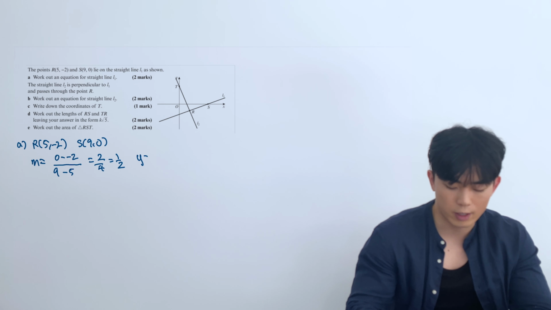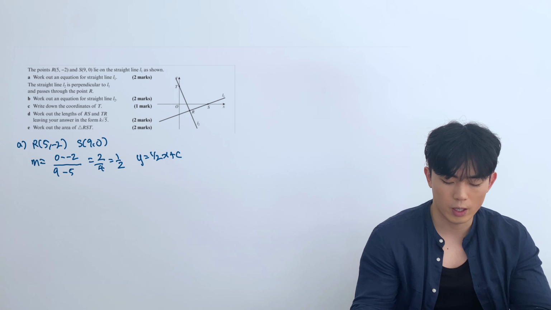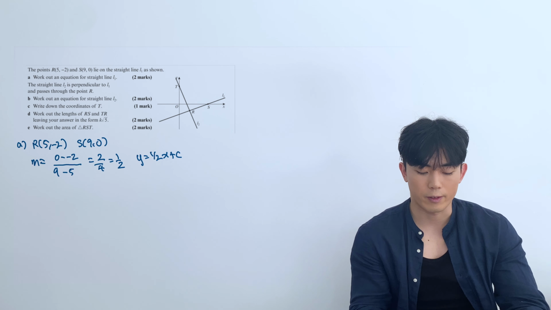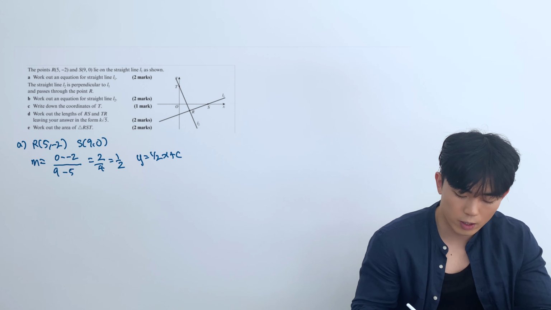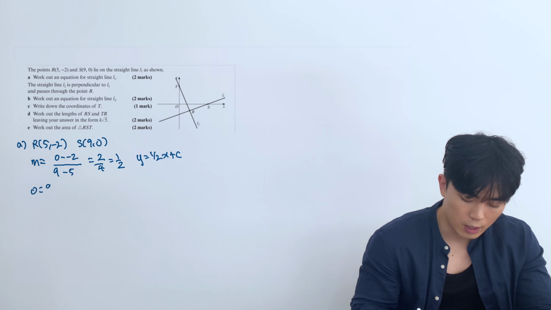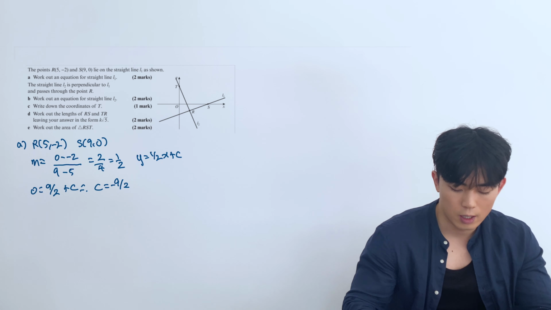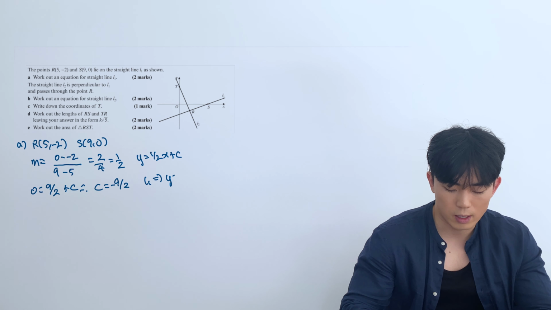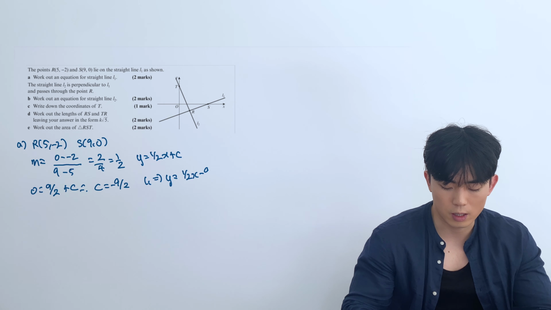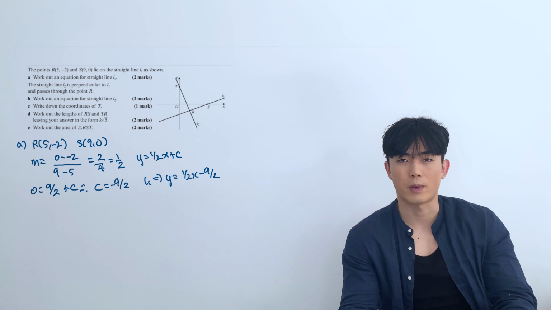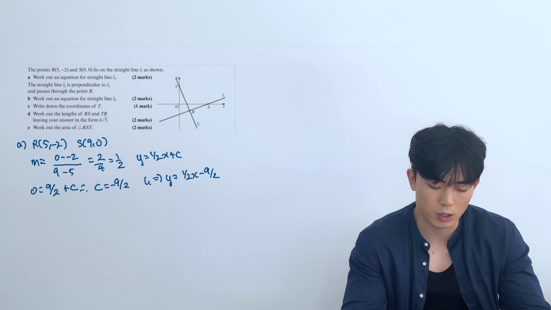So the gradient is 1 over 2, so y is 1 over 2 x plus c. Finding c, just plug in either value. So I'm going to plug in the S value. So we get 0 is equal to 9 over 2 plus c. So c is negative 9 over 2. So L1's equation will be y is equal to half x minus 9 over 2. Okay, so this first part is very simple if you look at the previous videos.